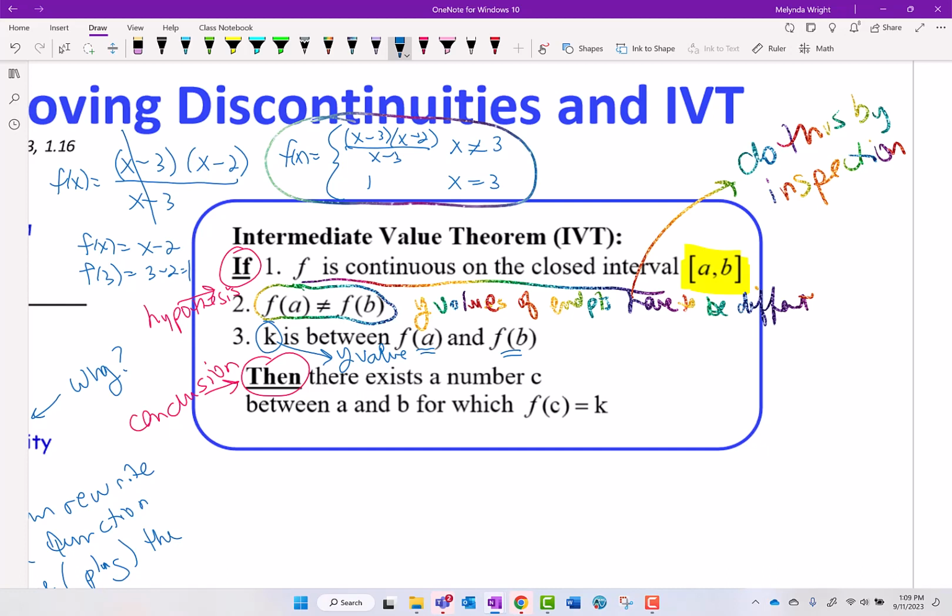And if that's true, then our conclusion is there exists a number c, and c is an x value, between a and b. This was our interval from the beginning, for which f of c equals k. And c is our x value, and k is the y value. All right, so that's the theorem.